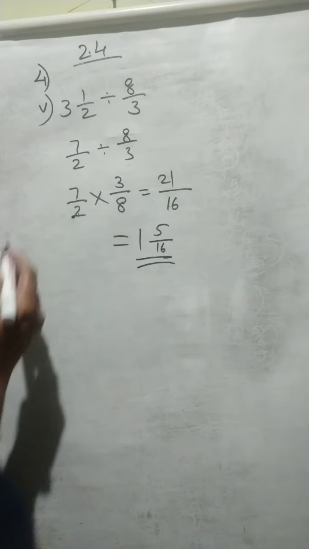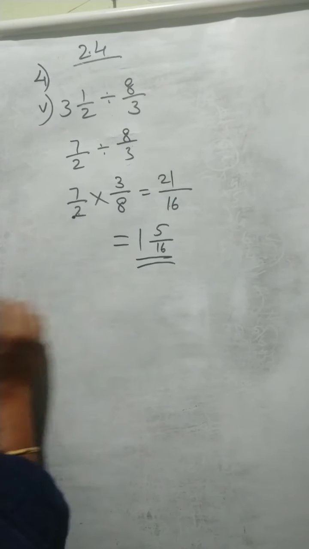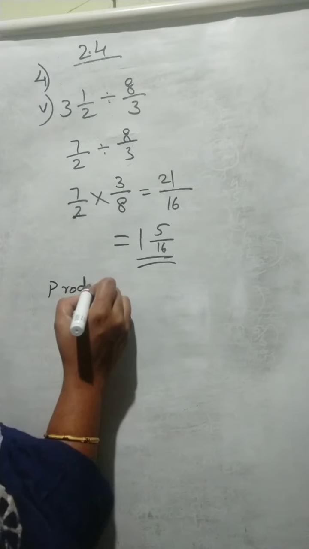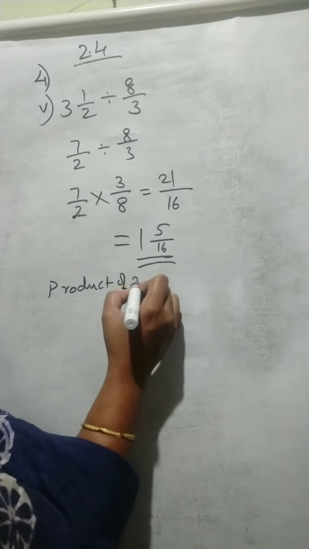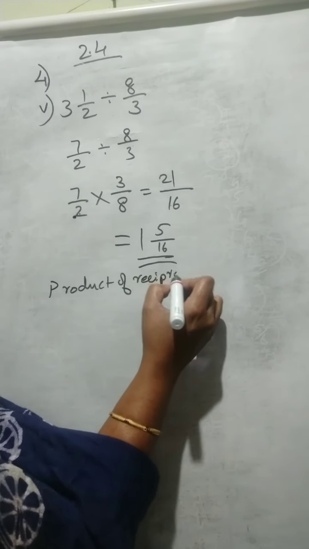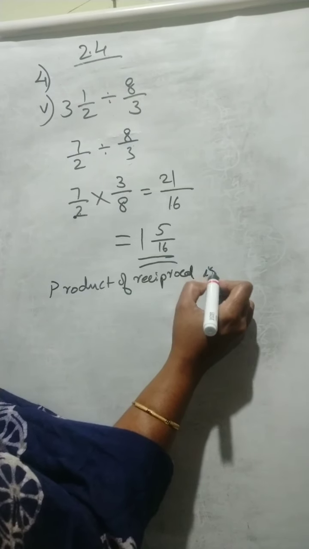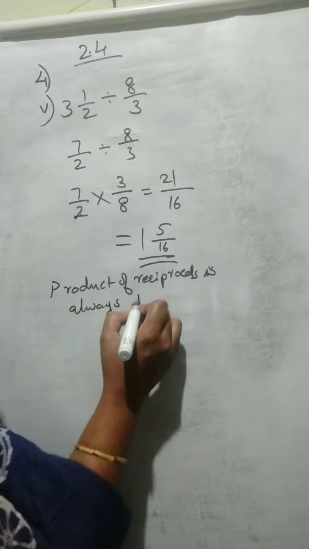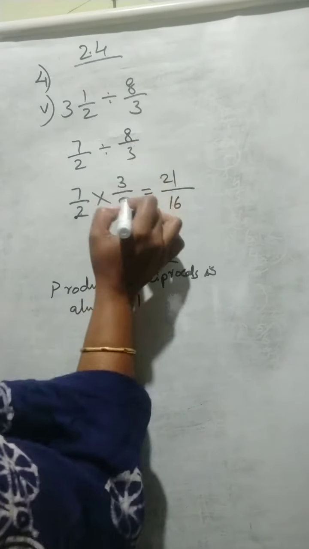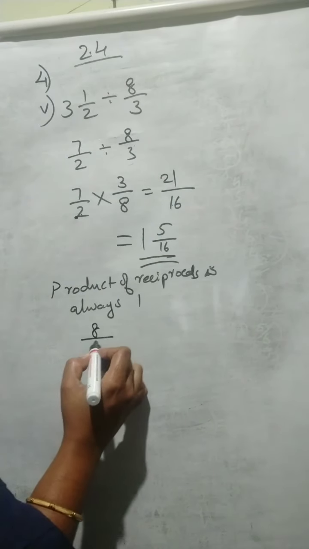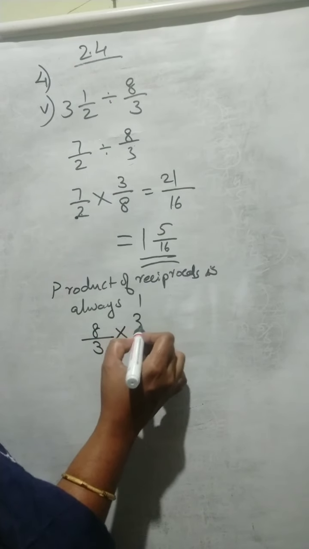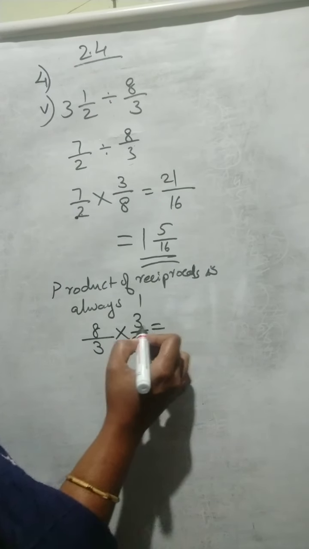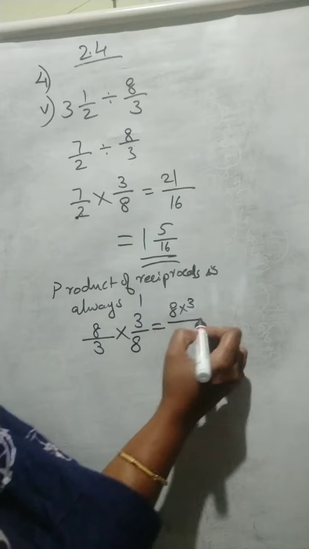Now I said that the product of reciprocals is always 1. Now we can think about 8 on 3. The reciprocal of 8 on 3 is 3 on 8. Then 8 times 3 and 3 times 8.